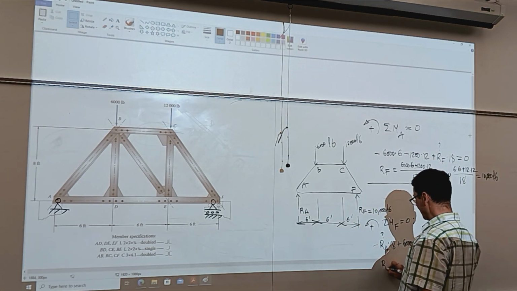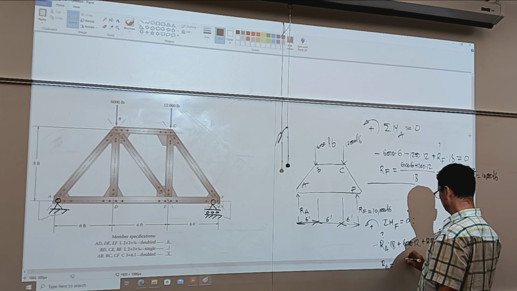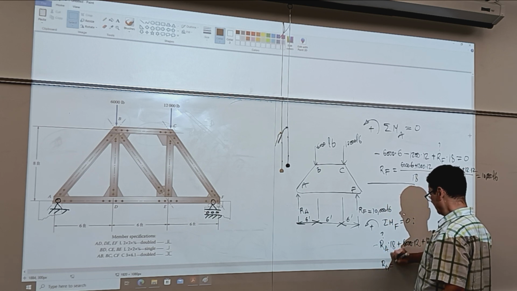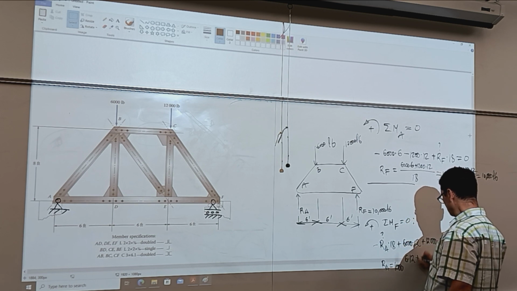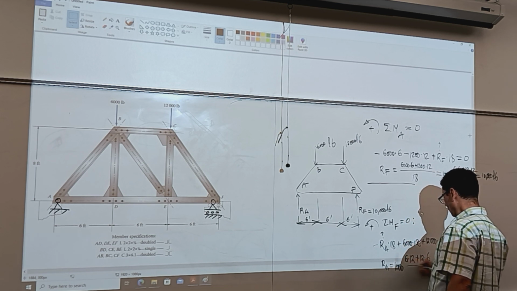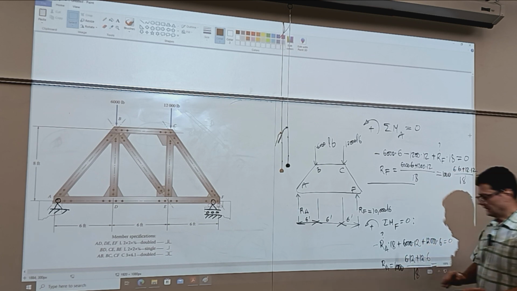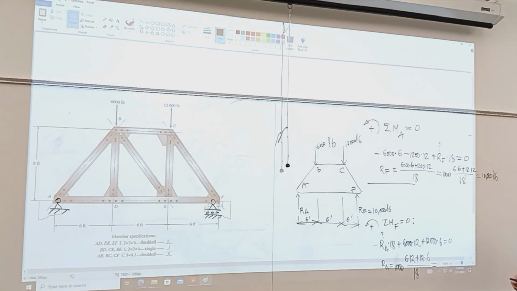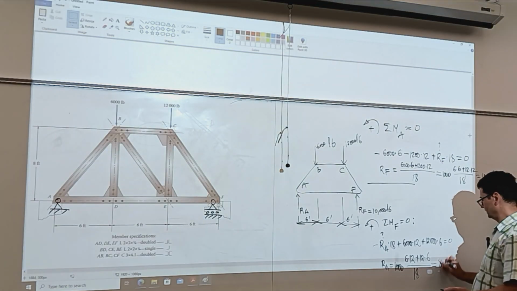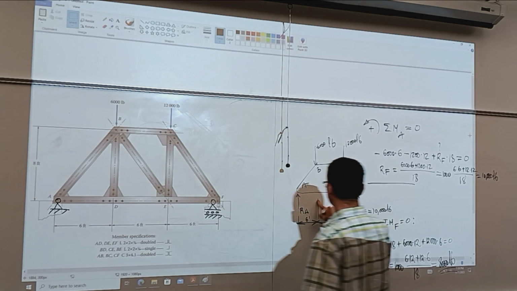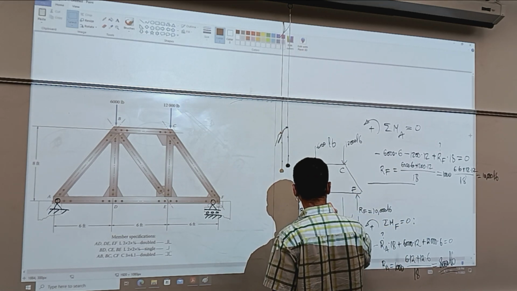So RA is going to be, well, I can write again 1,000 in front. So 6 times 12 plus 12 times 6 over 18 equals, so that's 8,000. Okay, so I put it here, RA 8,000.